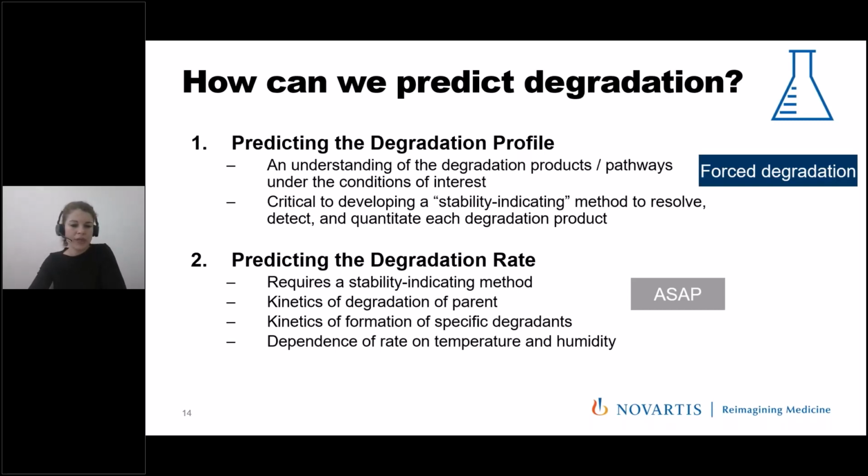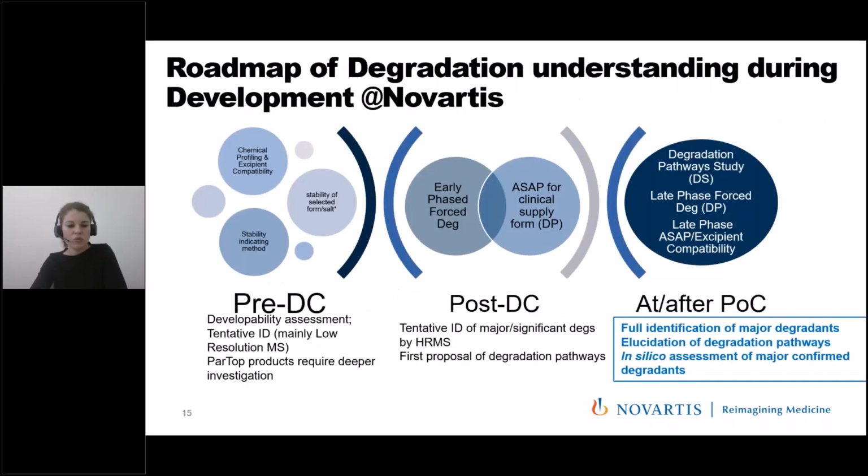But we also have, of course, the ACD Labs studies, which are mainly aimed at predicting the degradation rate. These are performed between the analytical department and the pharmaceutical department with the aim of understanding the kinetics of the degradation and of the formation of the specific degradants and the dependence of the rate on temperature and humidity. So in relation to that, I just wanted to show a little bit the different identification activities that take place during the development roadmap at Novartis.